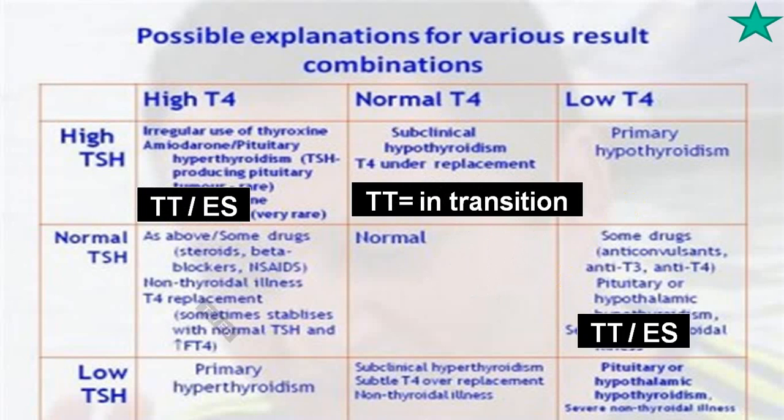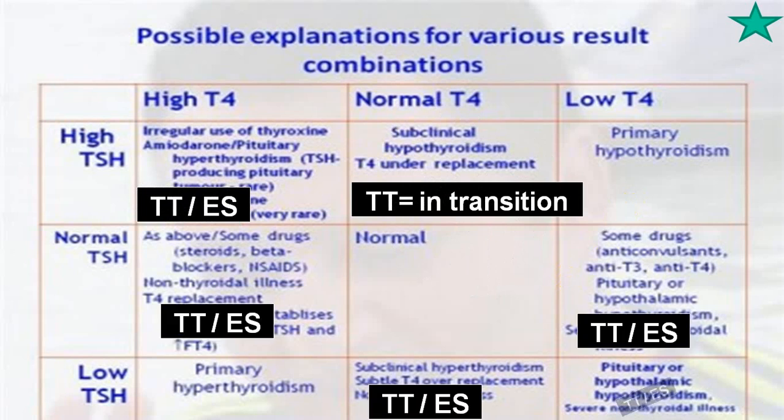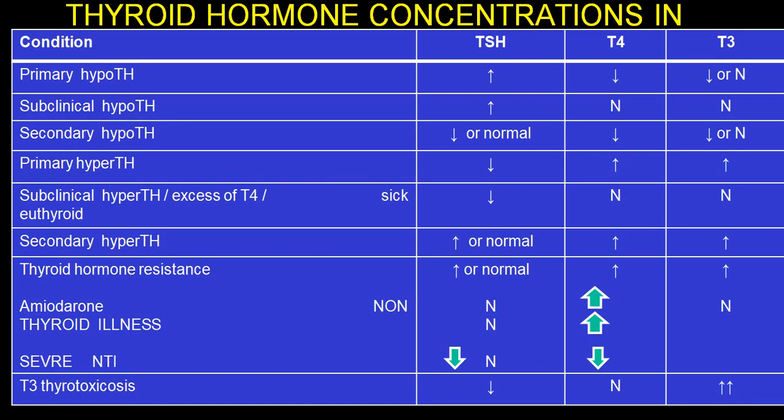In those conditions, you can have some of these abnormalities. Do keep it in mind. Go through it at your leisure time. This is a complete combination of primary, secondary, and subclinical hypo, thyroid resistance, amiodarone, non-thyroid illness, NTI, that is non-thyroid illness. This is amiodarone. This is non-thyroid illness, severe non-thyroid illness, T3 thyrotoxicosis, etc.